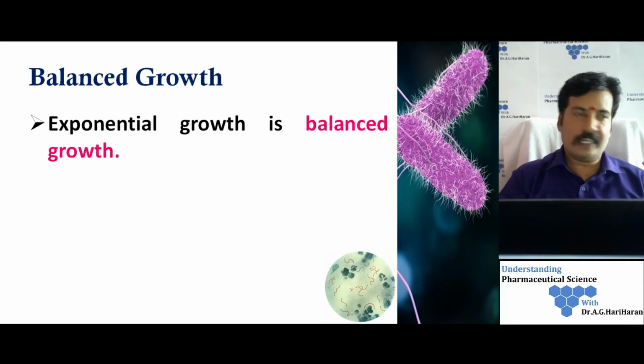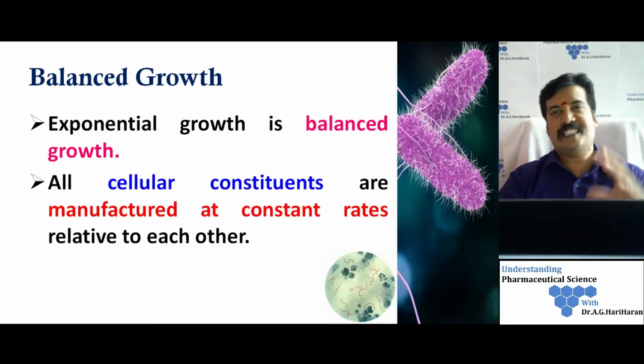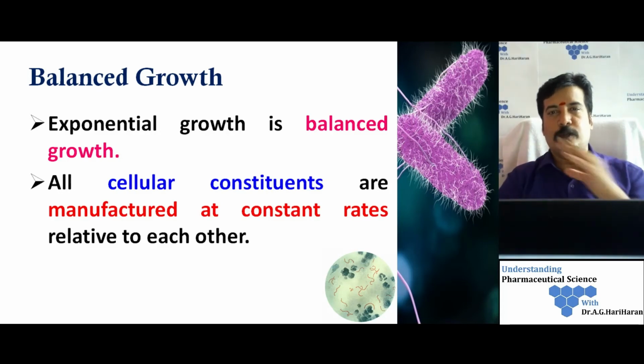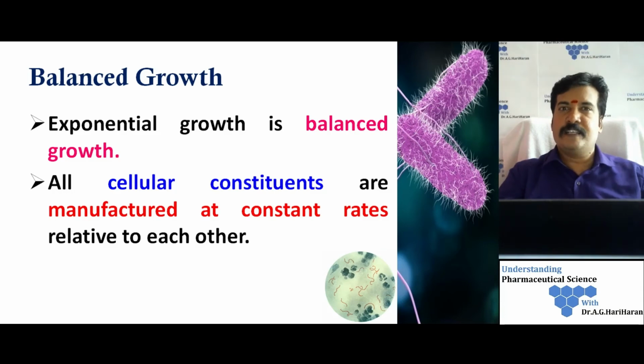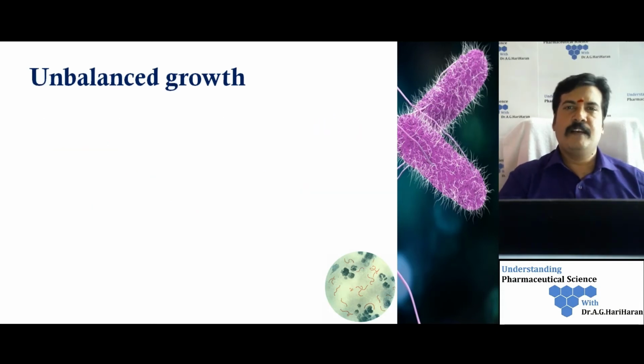In the exponential phase, generally the bacteria grow at a balanced rate. It is called balanced growth. That means all the bacterial cell constituents are manufactured at the same rate relative to each other. That means all cells will get the nutrients at the same level. They will divide at the same rate. That is called balanced growth. That's why the doubling time is exact.